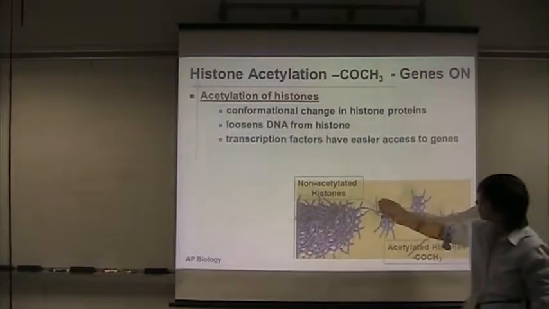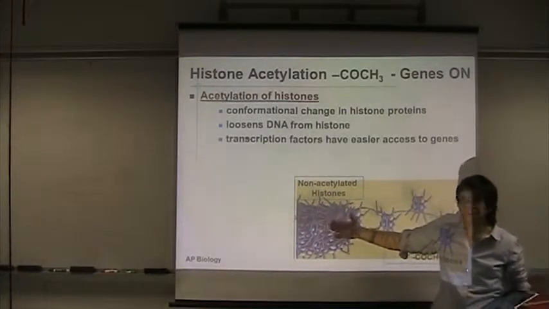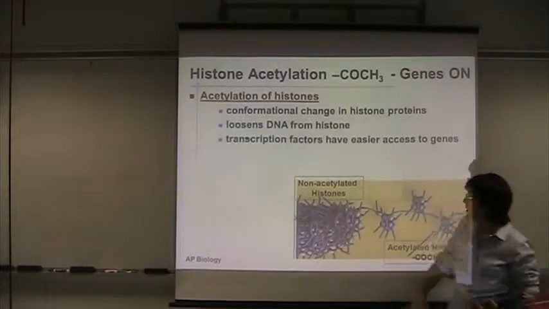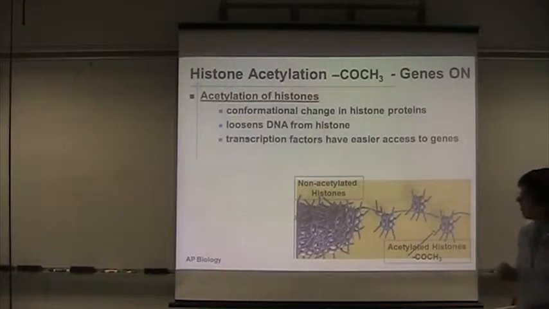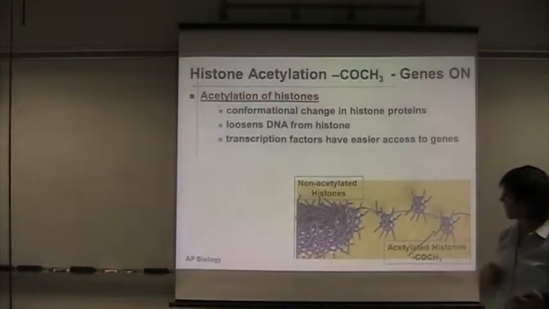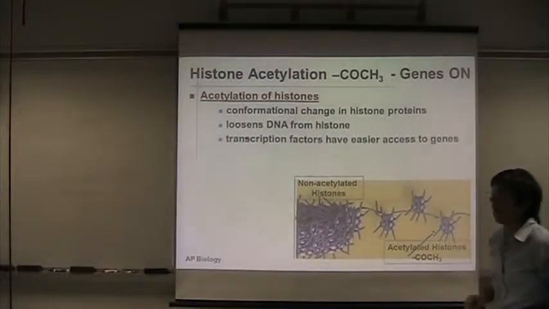So here you have non-acetylated histones, histones without the acetyl group. Everything is tightly coiled. And here you have histone acetylation, and you are able to see the pieces of DNA that can be transcribed.